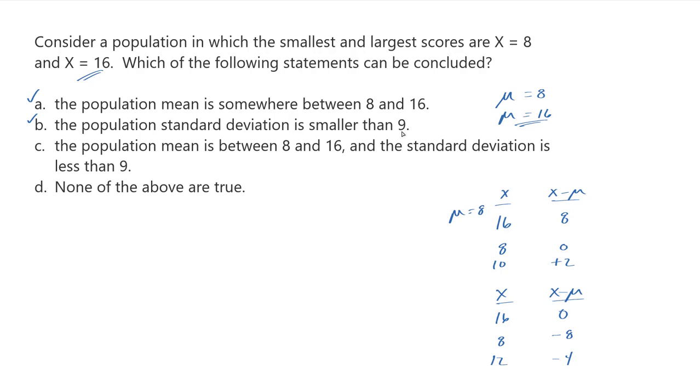Certainly not 9. So the population mean will be somewhere between 8 and 16. The standard deviation as a result is going to be smaller than 9. C just adds the two of these together. It says the population mean is between 8 and 16 and the standard deviation is less than 9. So this is our answer.